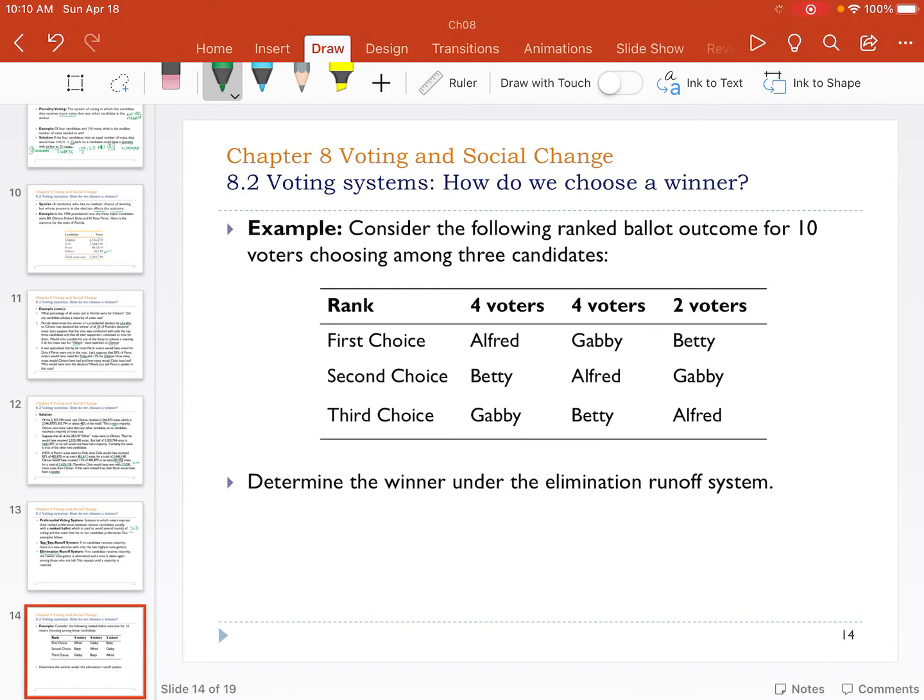Okay, so consider the following ranked ballot outcome for 10 voters choosing amongst 3 candidates, Alfred, Betty, and Gabby. So they vote in groups for some reason. Maybe it's a coincidence, but it's just for the textbook anyway. But 4 voters go for Alfred as their first choice, Betty as their second choice, and Gabby as their third choice. And these 4 voters go Gabby first, Alfred second, Betty third. And only 2 voters put Betty first, and then Gabby, then Alfred. So they're all kind of staggered, but the 4-4-2 does split it off some.